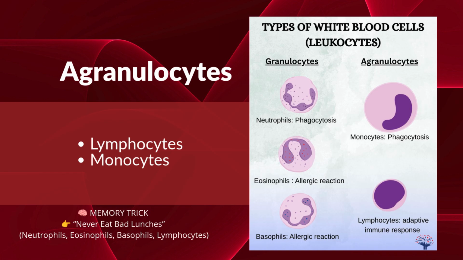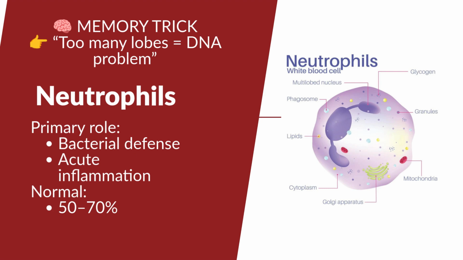Oh, I left a cute little memory hack on here. Memory: never eat bad lunches. So if you need to remember your leukocytes: neutrophils, eosinophils, basophils, and lymphocytes. All right, we're moving on here.